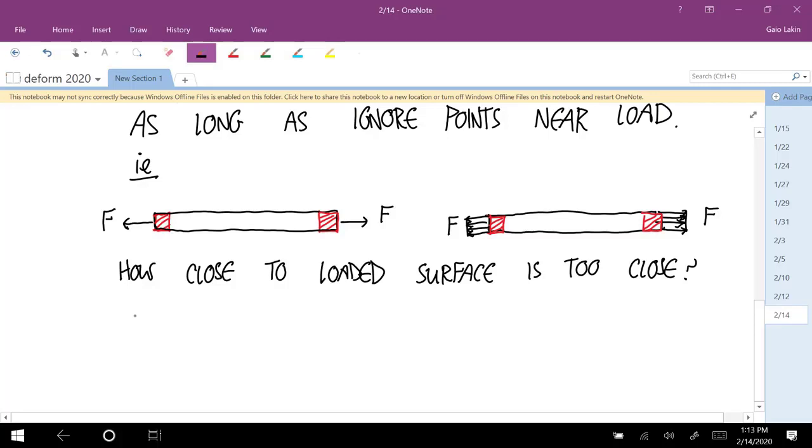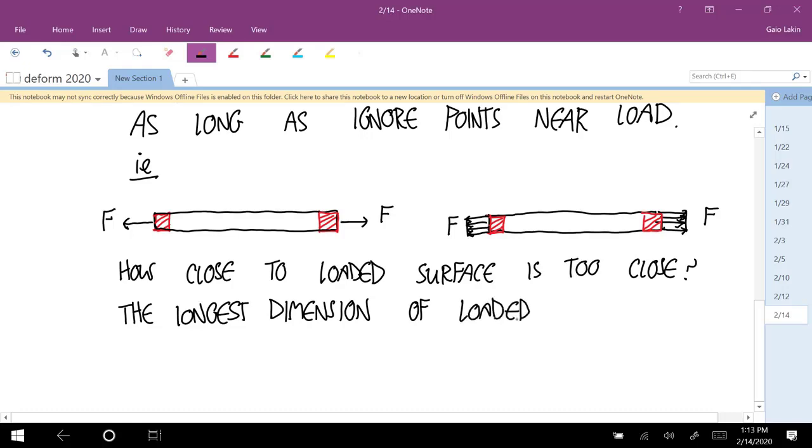think of the longest dimension of the loaded face and move that far away from the loaded surface, and then all your stress calculations will be good.